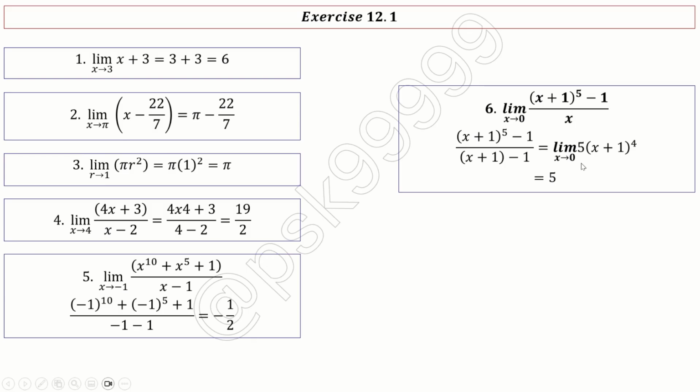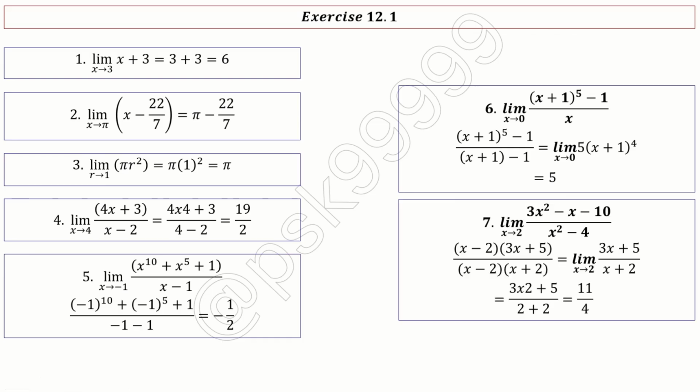Which means if I apply the limit, it will become 5 times x plus 1 whole to the power of 4, for x equal to 0 basically. So that is 5. As x tends to 0, x plus 1 tends to 1. So which means 5 times 1 to the power of 4, which is 1. So the answer is 5. Okay, next.